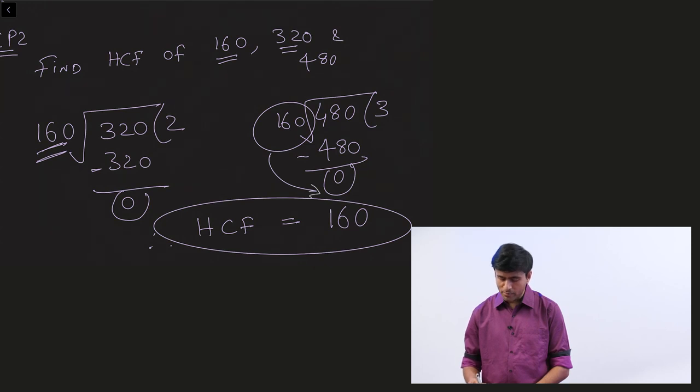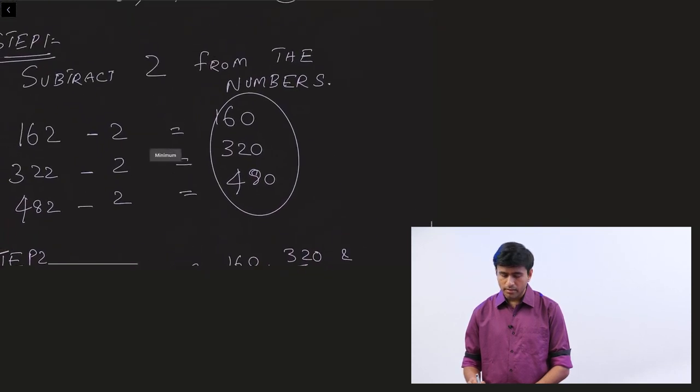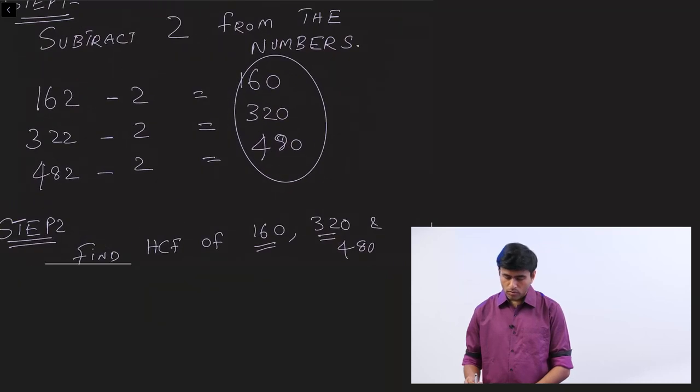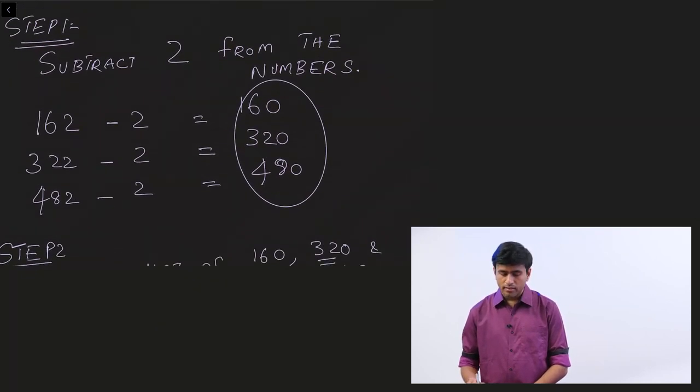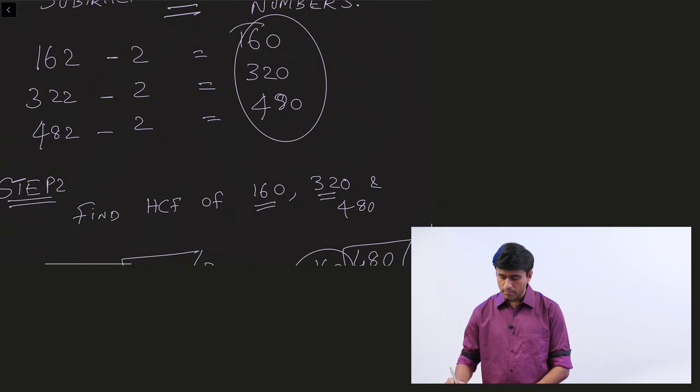So I'm going over the steps once again. They asked us to find the greatest number that divides the three numbers 162, 322 and 482, leaving a remainder 2. Since a remainder of 2 is left, we need to subtract 2 from all three numbers. That's your step 1. When you subtract 2, you get these numbers: 160, 320 and 480.